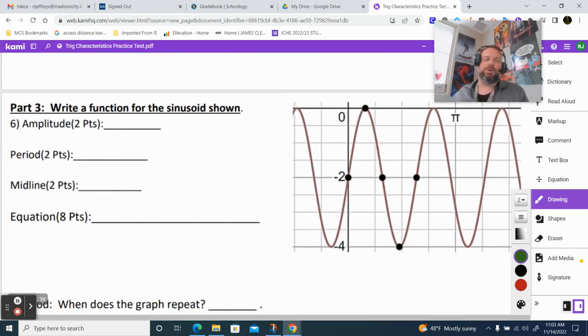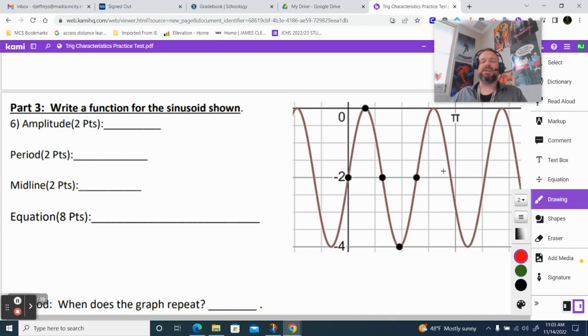The sinusoid. Because we don't know if it's a sine or a cosine. I don't know why we just don't call it a sine wave. People did drugs.